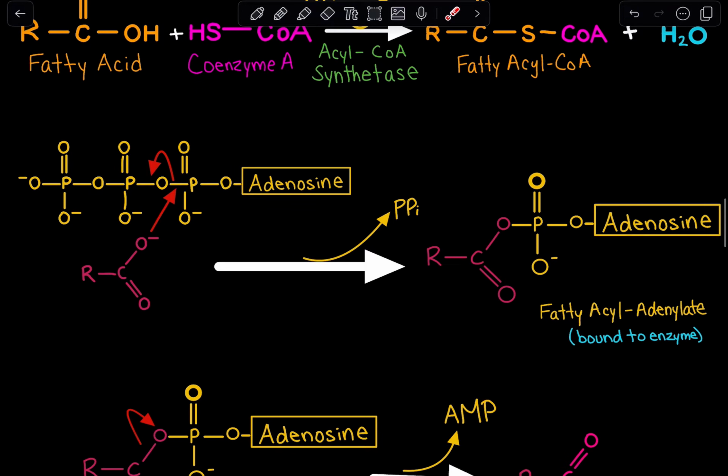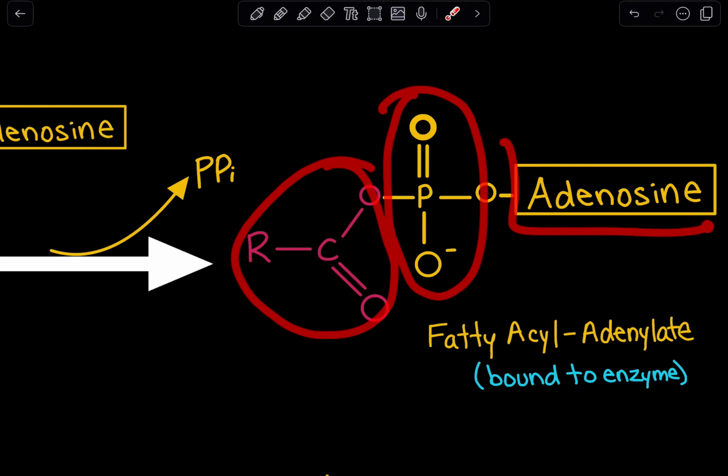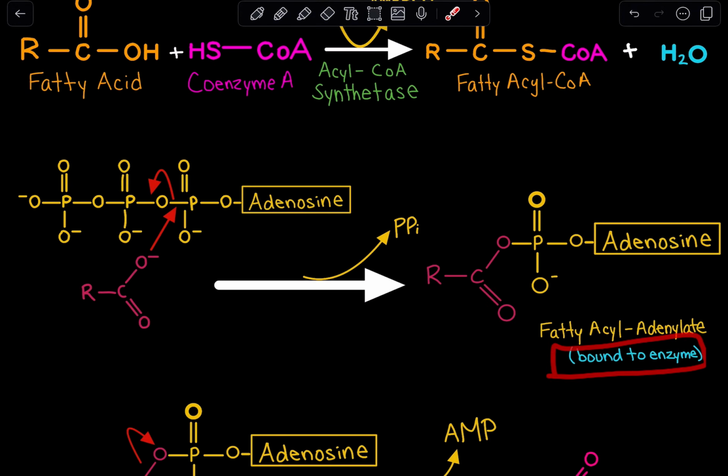Now we can see that we have our first product, which is fatty acyl adenylate. This is our fatty acid group. We have our phosphate, and then we have our adenosine, and we are enzyme bound. Which enzyme are we going to be bound to? That is our acyl-CoA synthetase. So this first intermediate is bound to acyl-CoA synthetase.